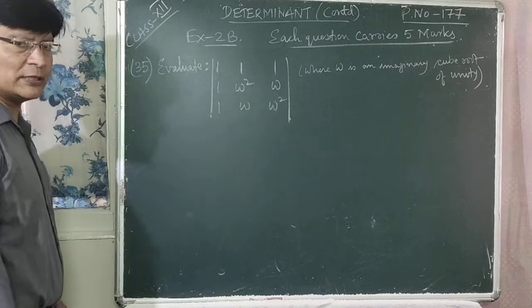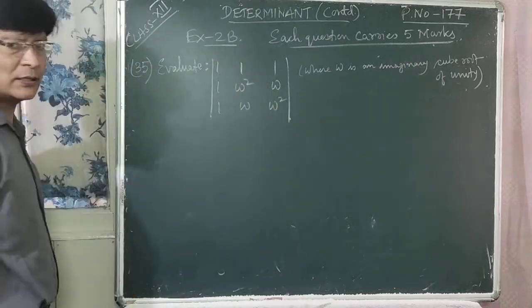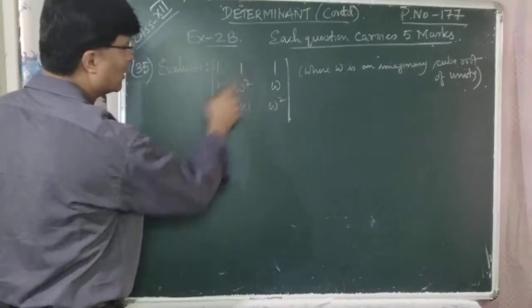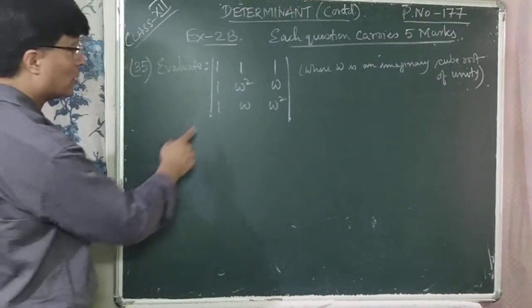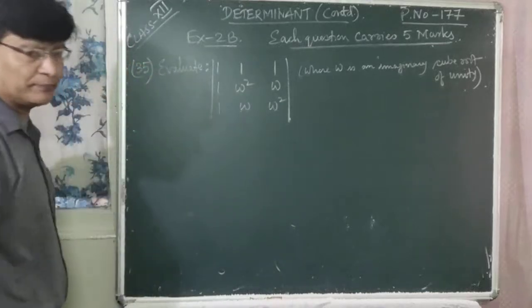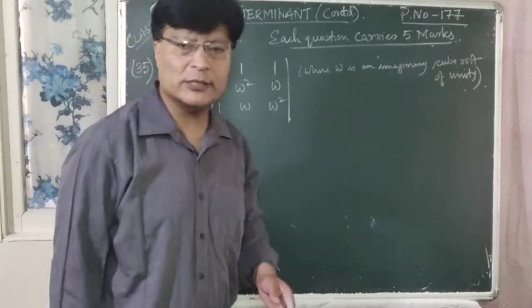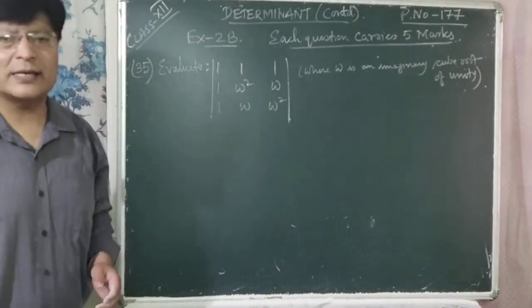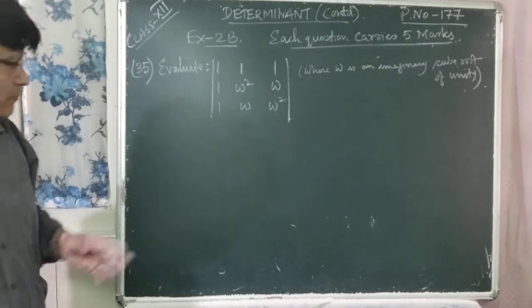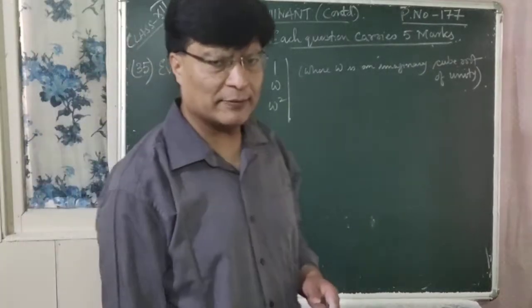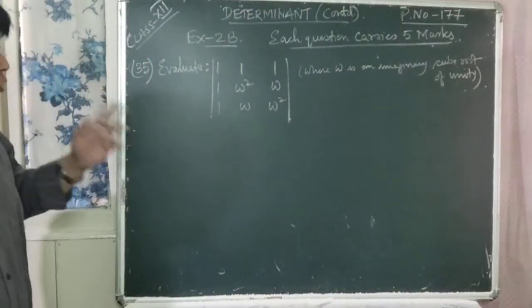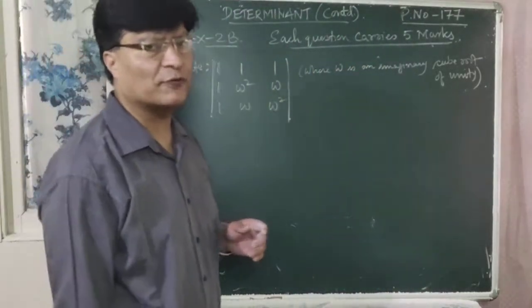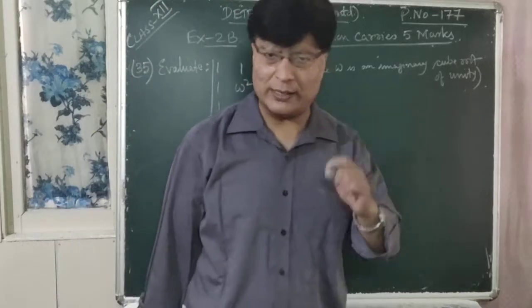So here the given determinant is a third order determinant. What is the first row? 1, 1, 1. What is the second row? 1, omega square, omega. What is the third row? 1, omega, omega square. So here in the question it is given that omega is an imaginary cube root of unity. So you have done it in class 11 in the chapter complex number. If omega is an imaginary cube root of unity, unity means 1.